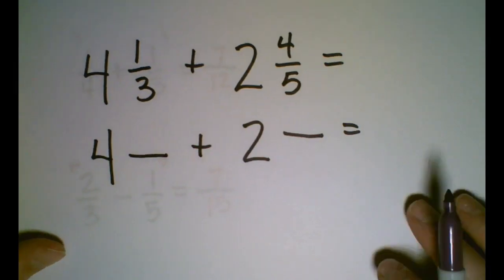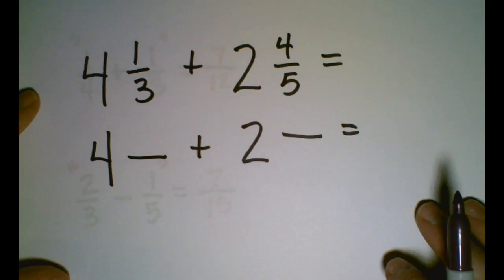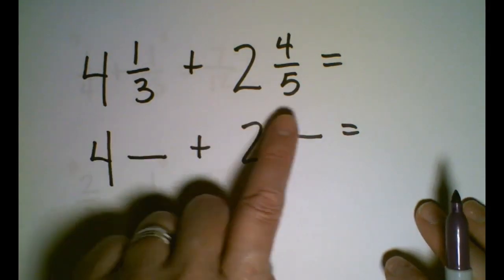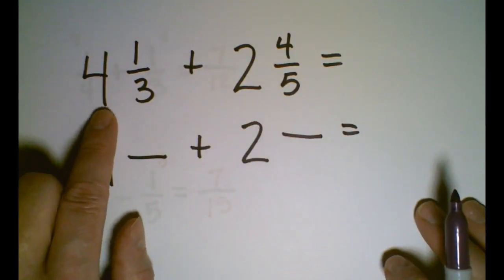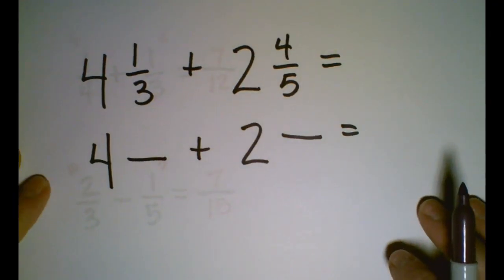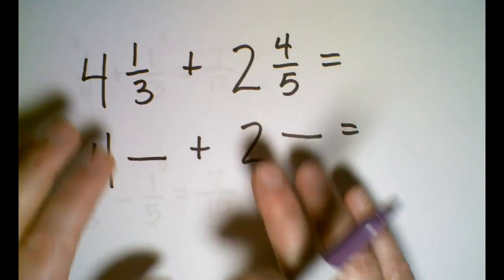Okay, now I want to look at adding and subtracting fractions with unlike denominators again, only this time we're looking at mixed numbers, not just the fractions themselves. So here we have an addition problem with a whole number and a fraction plus a whole number and a fraction.